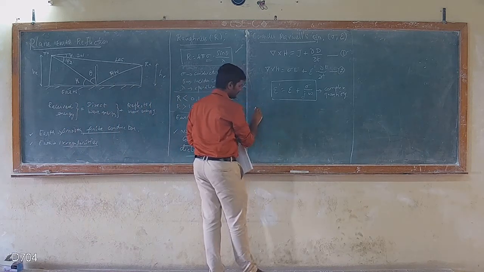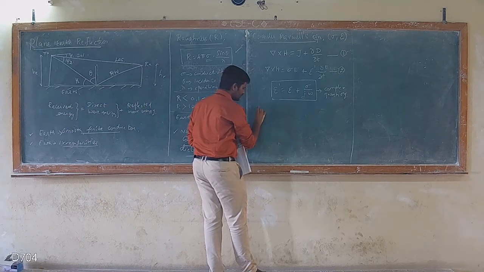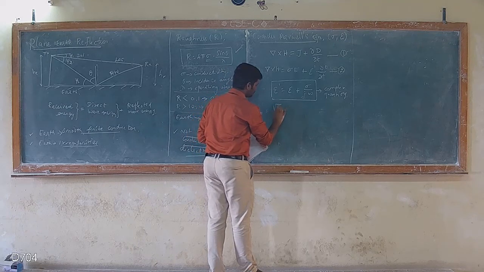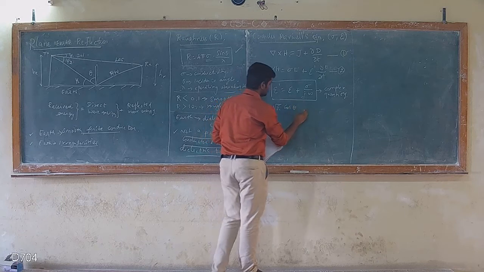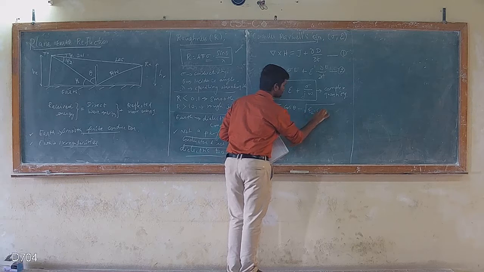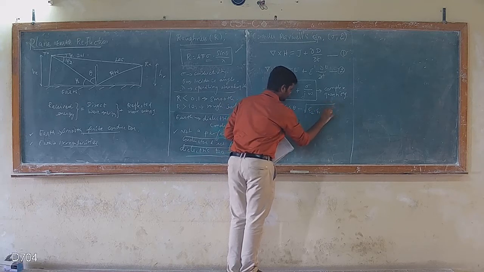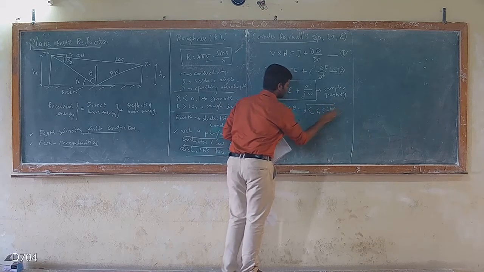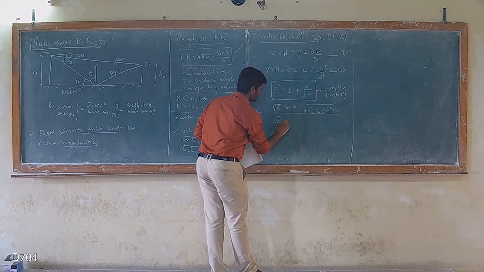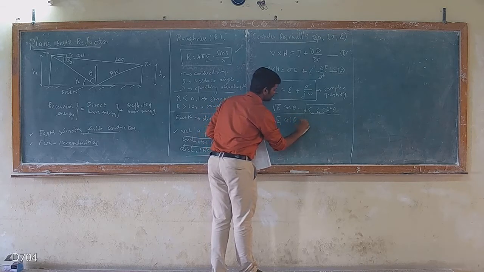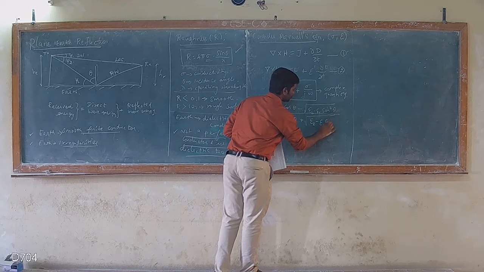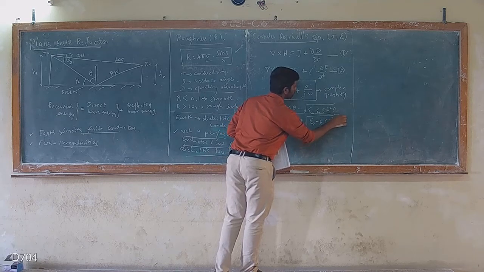The reflection coefficients for horizontal and vertical polarizations are given by RH equals square root of epsilon 1 cos theta minus square root of epsilon 2 minus epsilon 1 sine square theta, divided by square root of epsilon 1 cos theta plus square root of epsilon 2 minus epsilon 1 sin square theta.